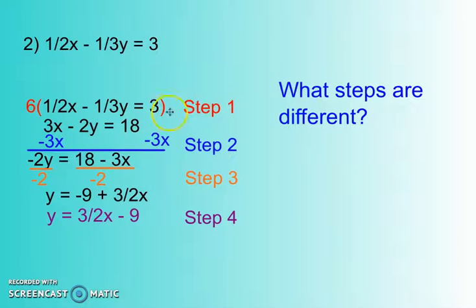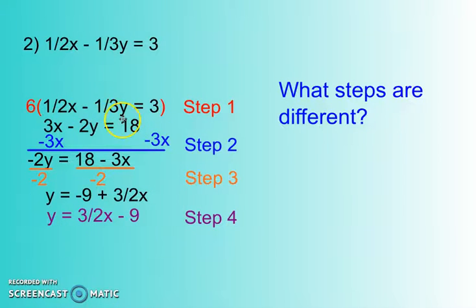So that step number 1 has been added. So it's no longer 3 steps. Now we got 4 steps. The rest of the steps, though, look like they're the same. I'm still moving the x term to the right side. And then I'm still dividing by the coefficient that's in front of the y. And I'm dividing every term by that. And then I am making sure that it's written in slope-intercept form.